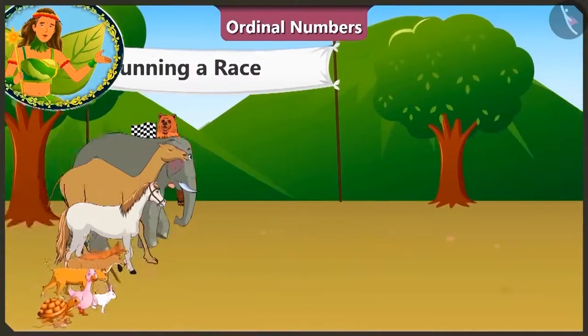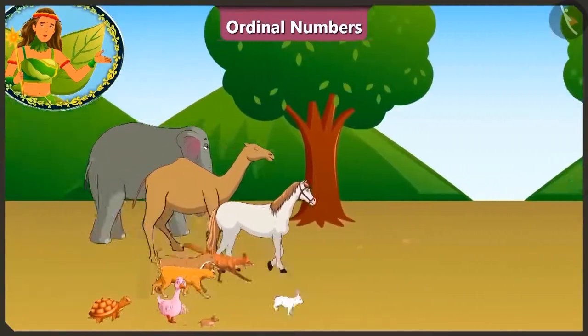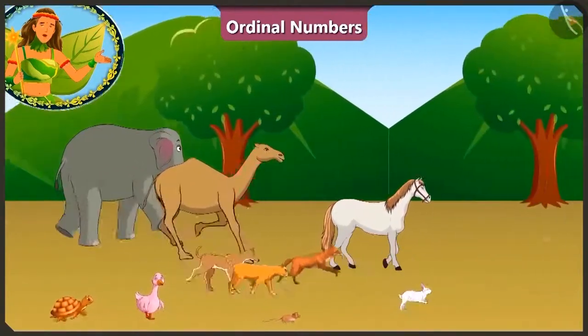1, 2, 3 and start. All the animals have started running. The one who reaches the finish line first will win the race.